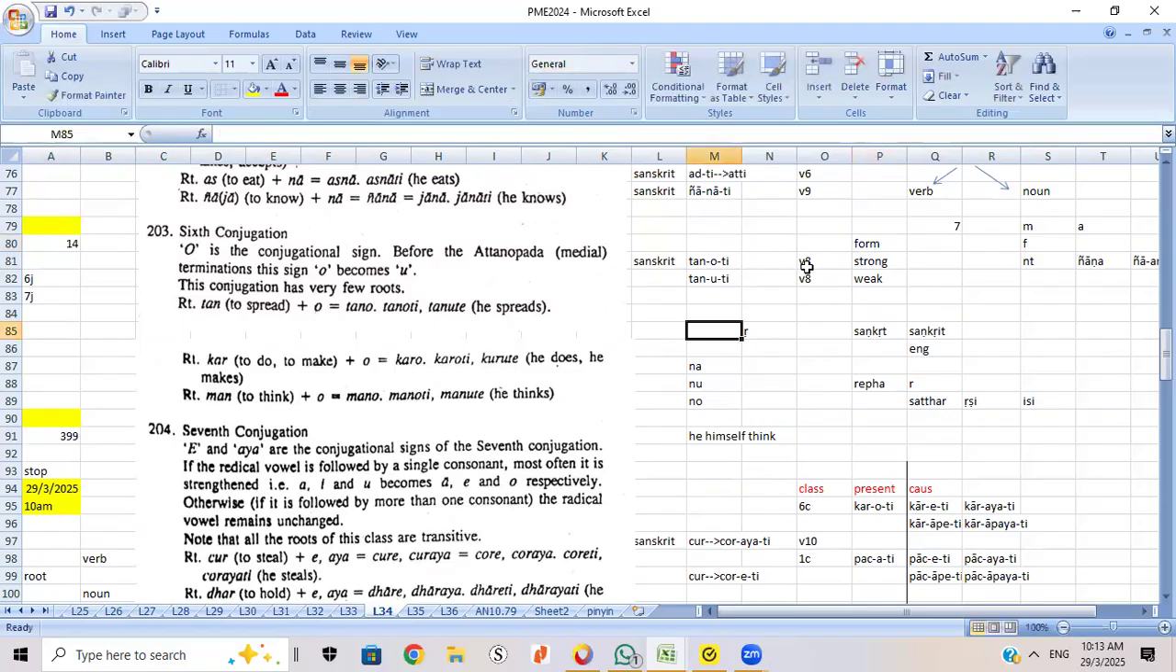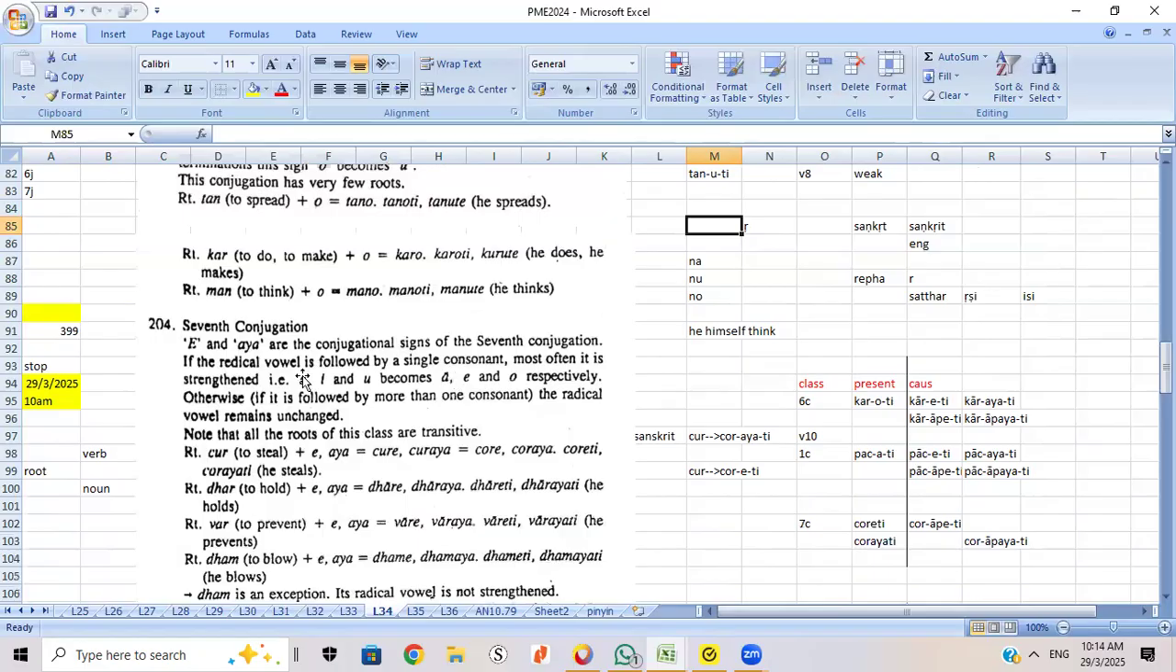In Sanskrit I put V8 to identify the difference from Pali. It says class A. Here you see the root tan, so you get tanoti, which is present tense. This is tanute, the atmanepada. Sanskrit is also like that. This too is present tense. So there are various ways of forming the word, and you need to take note of that.